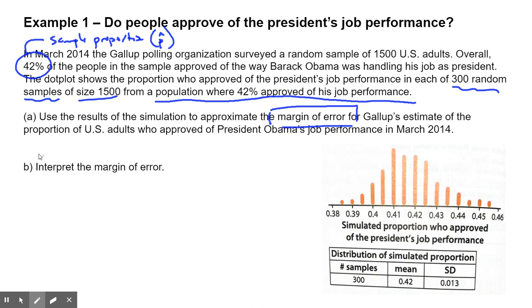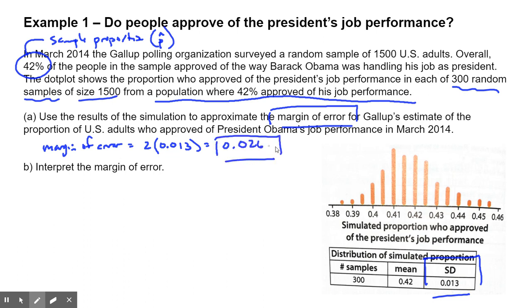So to find the margin of error, we are going to take 2 times the standard deviation, and the standard deviation is right here, 0.013. And when you do that, that is 0.026. There is your margin of error. That is a proportion, so it has no units. If you move the decimal 2 places to the right, that'd be 2.6%, and that would have percentages as its units.